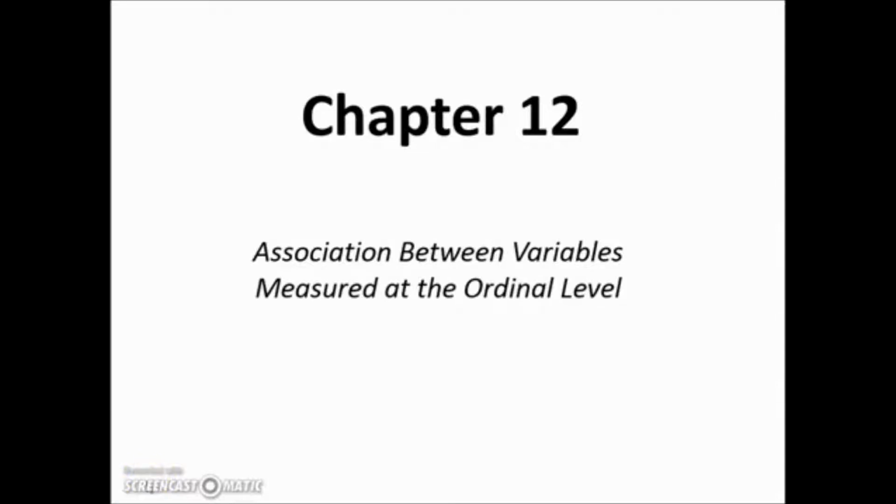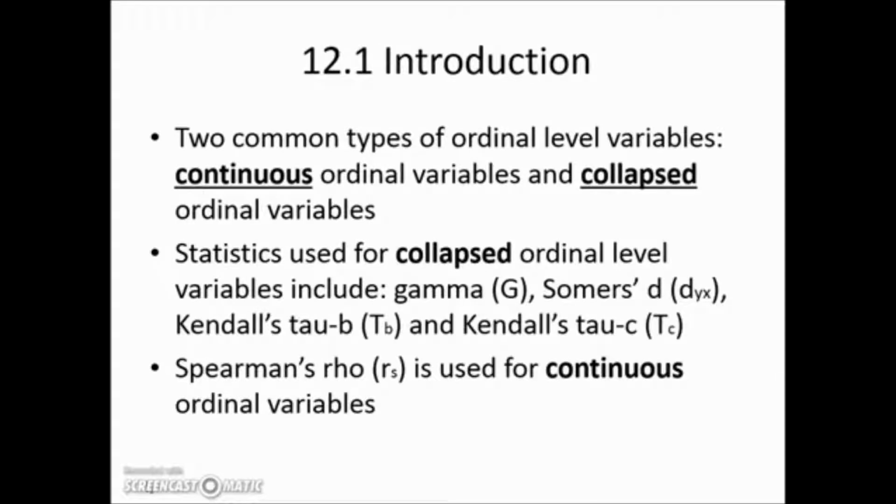Chapter 12: Association between variables measured at the ordinal level. There are two common types of ordinal level variables. Some have many possible scores, and look, at least at first glance, like interval ratio level variables. We call these continuous ordinal variables. An attitude scale that incorporated many different items and, therefore, had many possible values would only produce this type of variable.